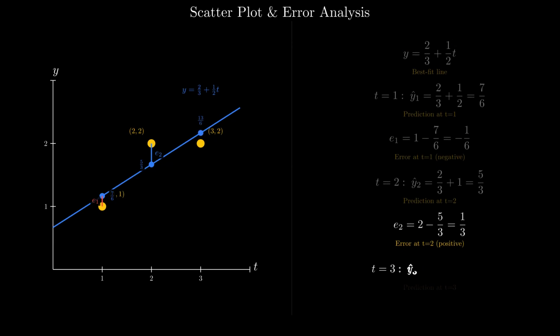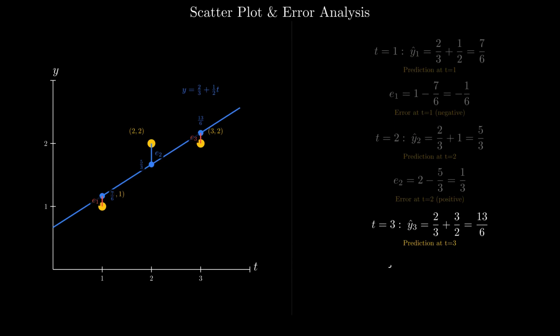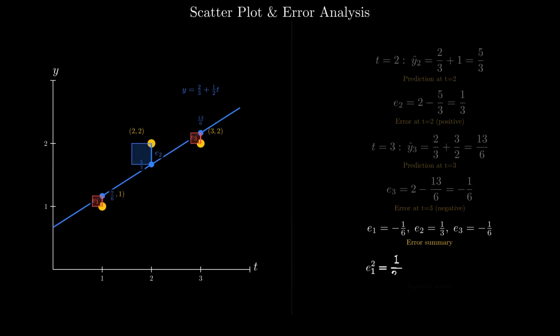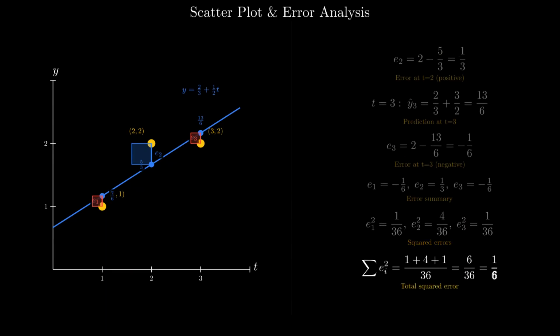At t equals 3, the prediction is 2/3 plus 3/2, which is 13/6. The data value is 2. So E3 equals 2 minus 13/6, which is negative 1/6. Now we square each error. Negative 1/6 squared is 1 over 36. 1/3 squared is 1 over 9, which equals 4 over 36. And negative 1/6 squared is again 1 over 36. Adding these up, 1 over 36 plus 4 over 36 plus 1 over 36 gives 6 over 36, which simplifies to 1/6. This is the minimum total squared error.